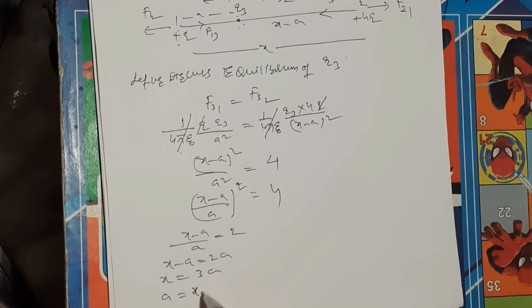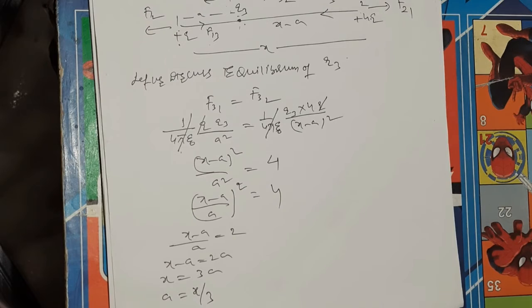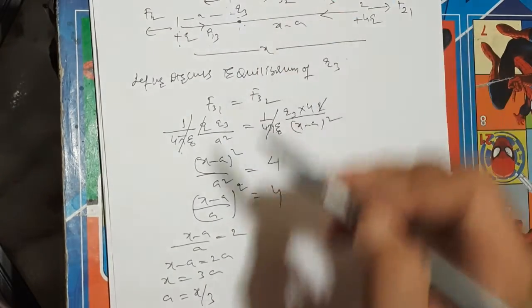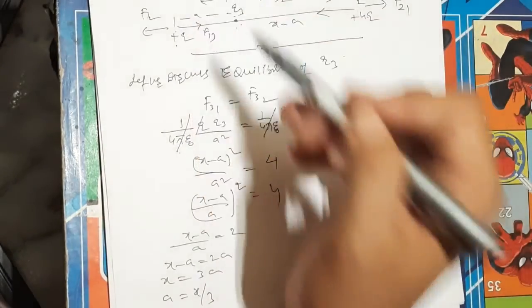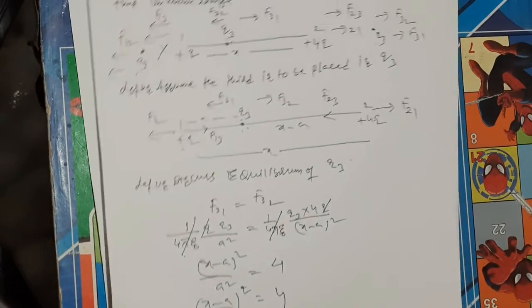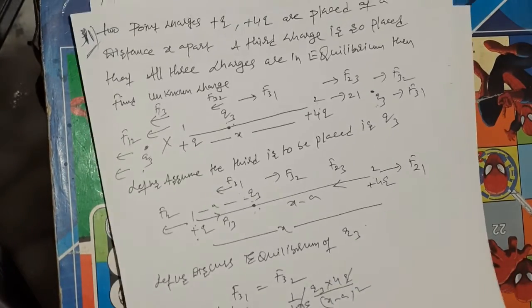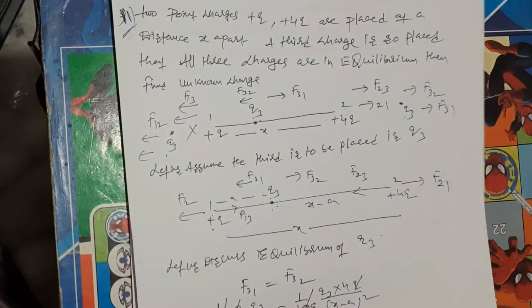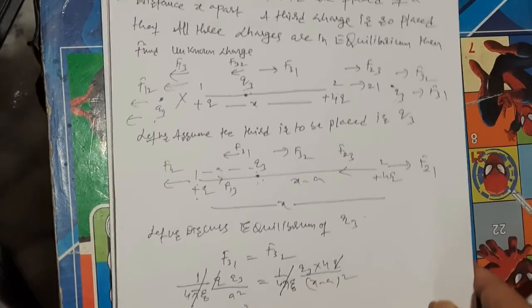So a is equal to how much? x by 3. That means when we place the third charge at a distance x by 3 from the smaller charge, then in that situation equilibrium is possible. Equilibrium of the three charges is possible.